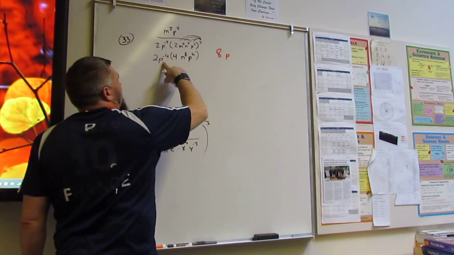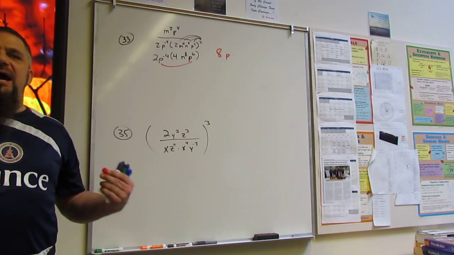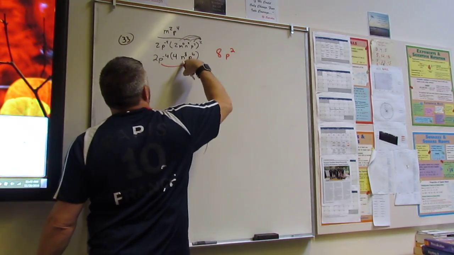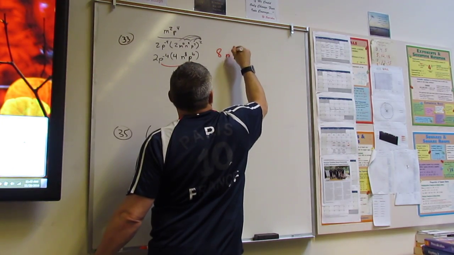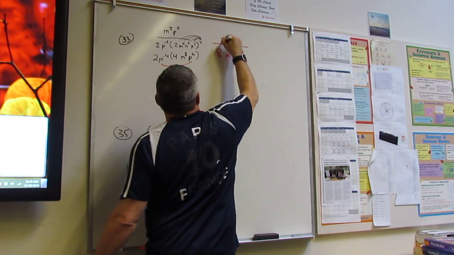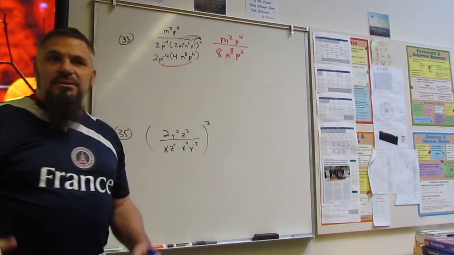Remember, these two make what? When I multiply, I add, right? So it becomes p squared, and then n to the 8. So n to the 8 p squared, all over m squared p to the 4th.